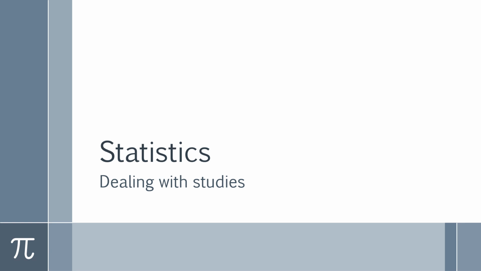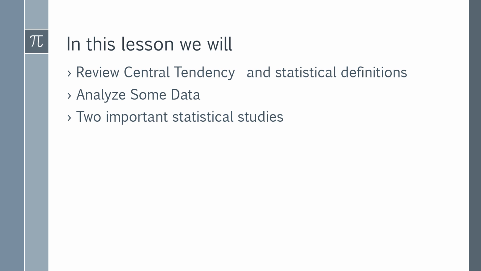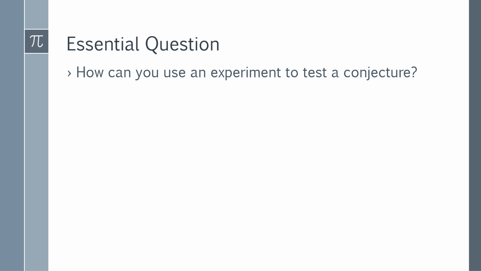All right, we had discussed central tendency and the statistical definitions. We analyzed some data and realized two important statistical studies. So we ask a question: how can we use an experiment to test a conjecture? And we realize a conjecture is making a conclusion based on experiments done. That's what we realized. So let's continue on.